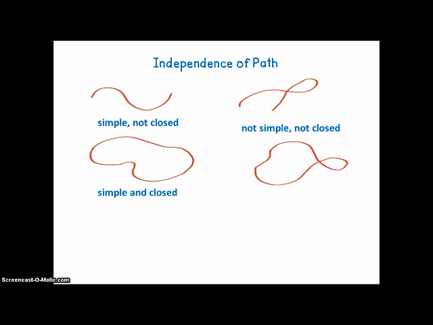This one is not simple because it crosses itself, and it's not closed because there are two endpoints. And finally, this curve is not simple, but it is closed. It's not simple because it crosses itself.